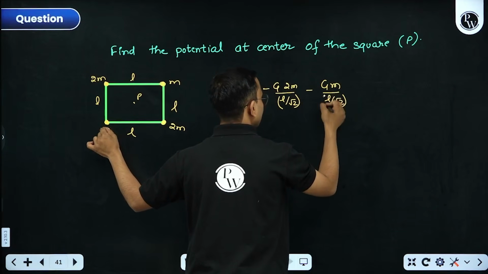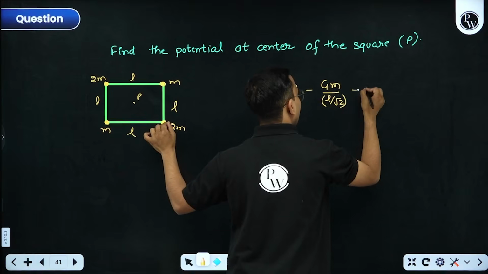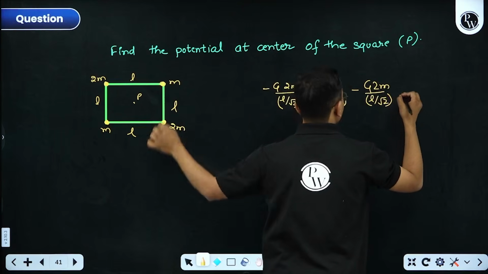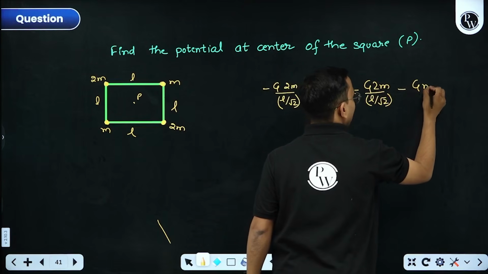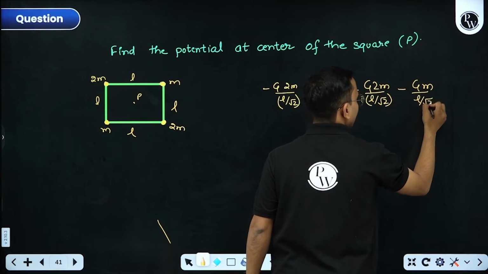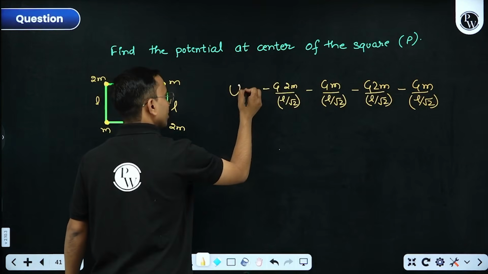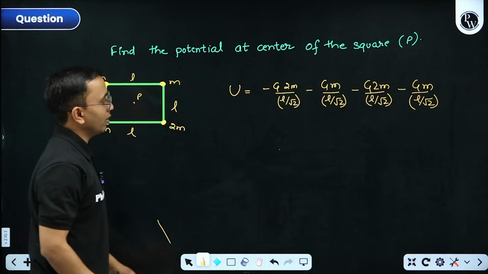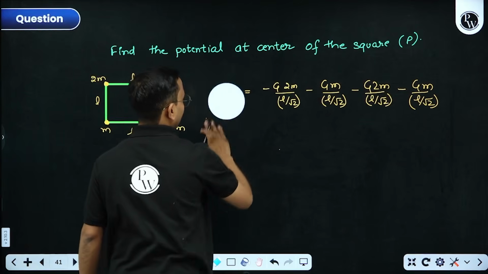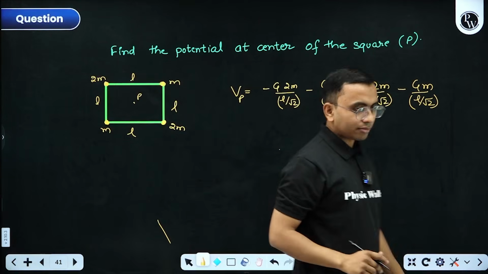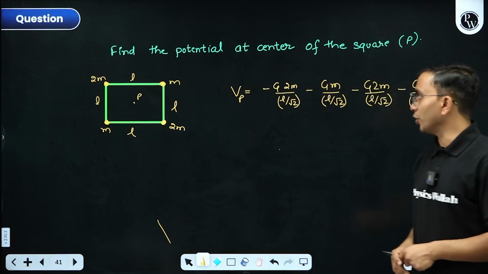Each is having the same distance. Due to this 2m, minus G 2m by L by root 2. Due to this m, minus G m by L by root 2. And this becomes my total potential at P. Okay.